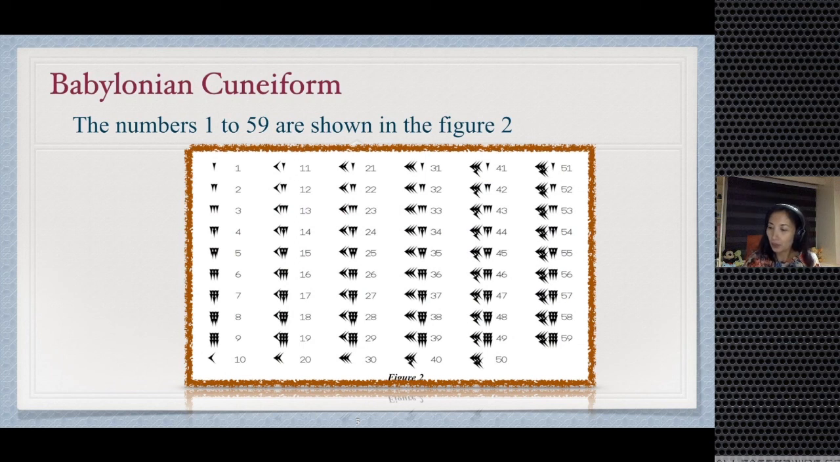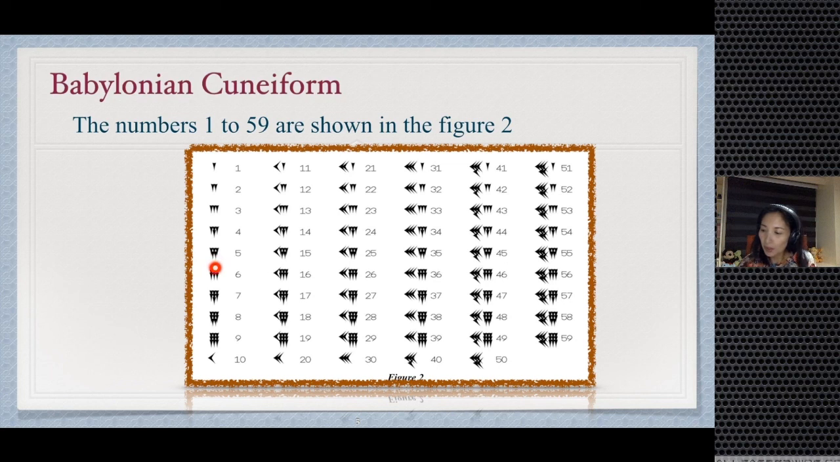So your 1, 2, 3, 4, 5, 6, 7, 8, 9. Take note that they are written in rows of 3. If it exceeded 3, we have to write the next number below. Look at how 4 is written. How many vertical wedges? 4 vertical wedges. But the first row contains 3, and the remaining wedge is written under. Look at how 5 is written.